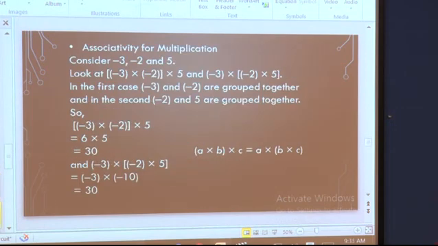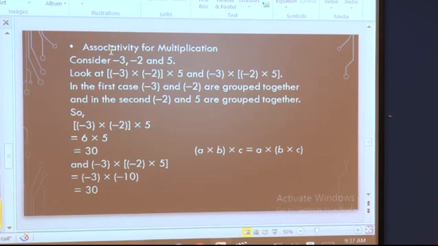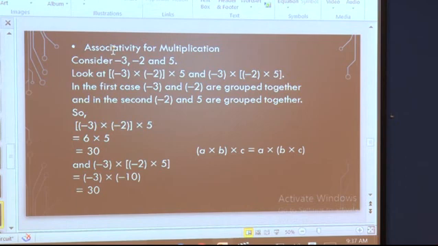Next property is the associative property for multiplication. What is the meaning of association? Yeah, you remember. Association is nothing but grouping of integers. You can group any integers in a pair. So here, considering some examples, myself I had taken -3, -2 and 5. You can take your own integers and you can do the grouping of it and find out the answer.